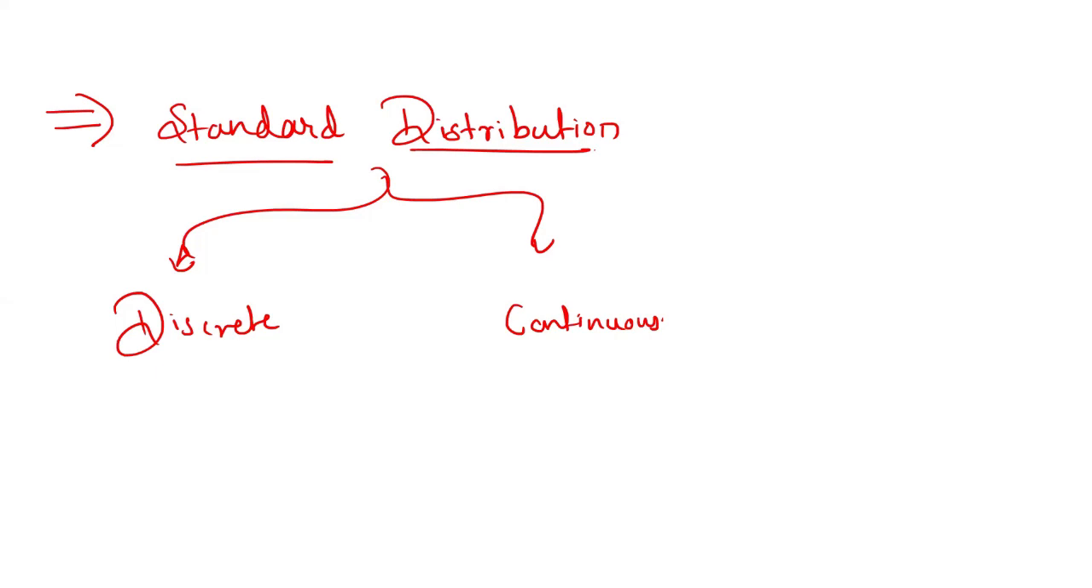Okay, so in this class, we are going to learn about standard distributions. There are two ways जिसमें हम standard distribution को classify कर सकते हैं. One is the discrete, other one is the continuous. So talking about this class, हम discrete standard distribution के बारे में पढ़ेंगे. Next class में we'll talk about the continuous standard distribution.